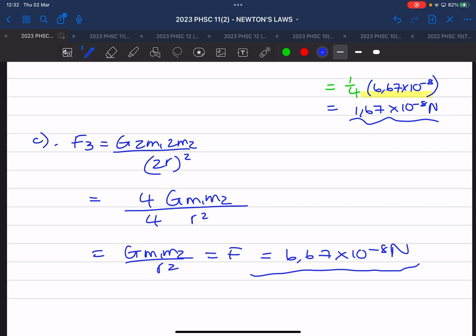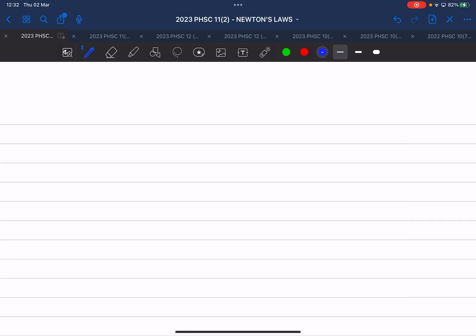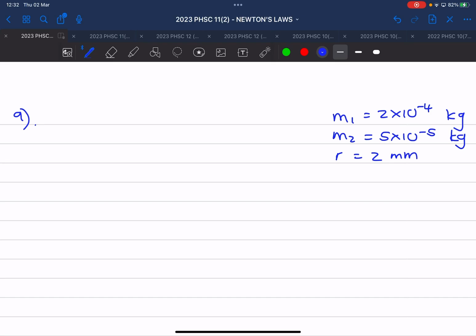Are you done? Sharp. Okay, then question 9. It says there you have two masses and they're 2 millimeters apart. So the first mass they give us is 2 times 10 to the power negative 4. The second mass is 5 times 10 to the power negative 5. And they say the distance is 2 millimeters. The masses are already given in kilograms, but the distance is in millimeters. Fatima, millimeters? Now they ask, what is the gravitational attraction force between the two masses?